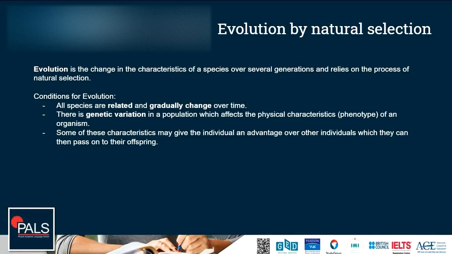There is genetic variation in a population which affects the physical characteristics, the phenotypes, of an organism. Which means, if we look at us humans, we're all a little bit different from each other, although we belong to the same species. This is because of genetic variation in our human population. And some of these characteristics may give an individual an advantage over other individuals, which they can then pass on to their offspring, an evolutionary advantage.